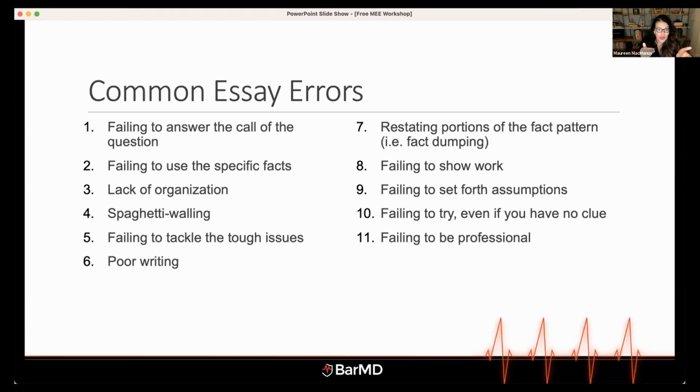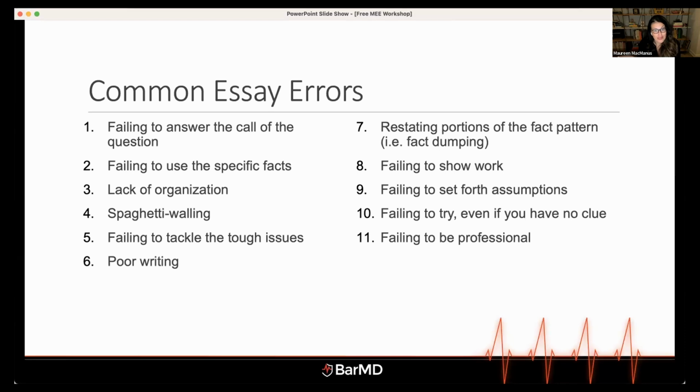Eight is failing to show your work. Every single sentence of analysis should have the word because in it. You can't just state a conclusion. You have to say, it was at night because... You can't just say, here, it was nighttime, if we're talking about burglary, common law.